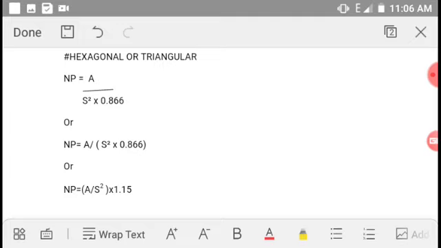So, our formula is NP, number of plants, is equal to A, or area, divided by the product of the closed and open parentheses of S squared times 0.866. So, yung S squared na sinasabi natin dito, distance multiplied by itself, or the first distance multiplied by the second distance, then multiplied to 0.866.